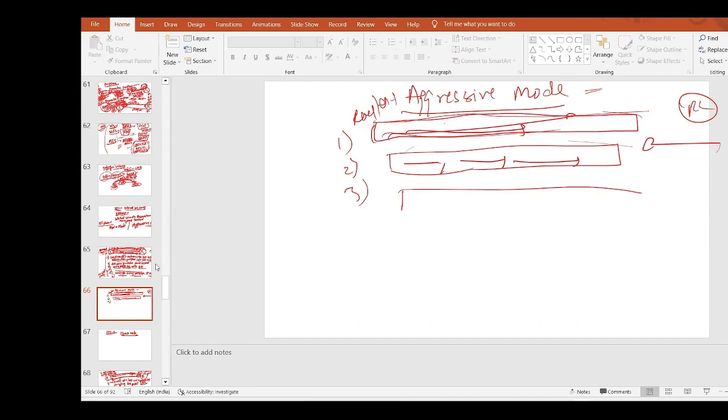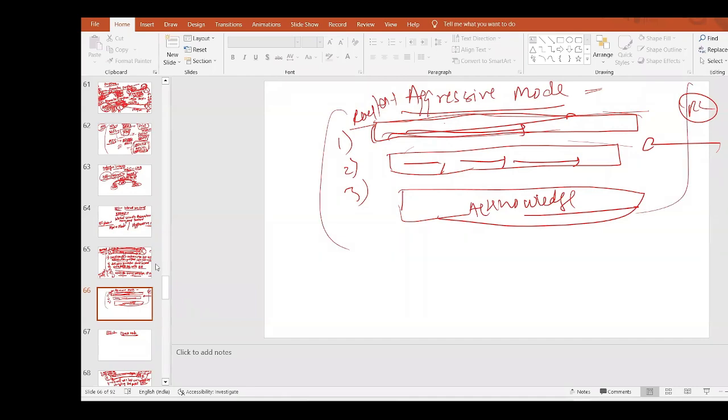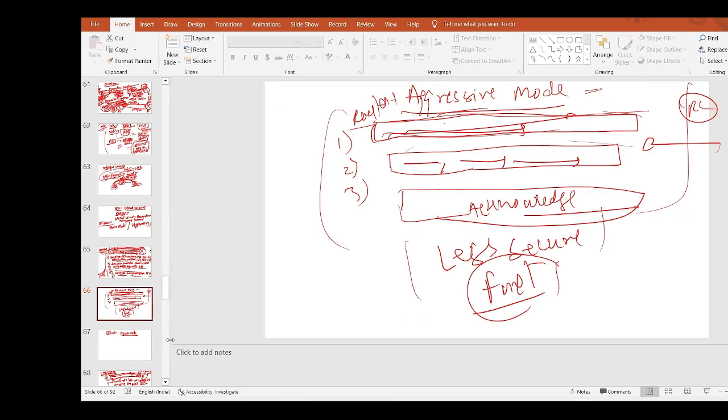And the third packet is for the initiator to forward its acknowledgement packet. Acknowledge: okay, I have got all the information and it matches. Acknowledge packet. Only these 3 packets. So this is actually less secure. It is not secure, very much less secure. But it is fast because it is only 3 packets. It's fast, but less secure because it's a 3 packet exchange. So that is aggressive mode, and this is main mode.